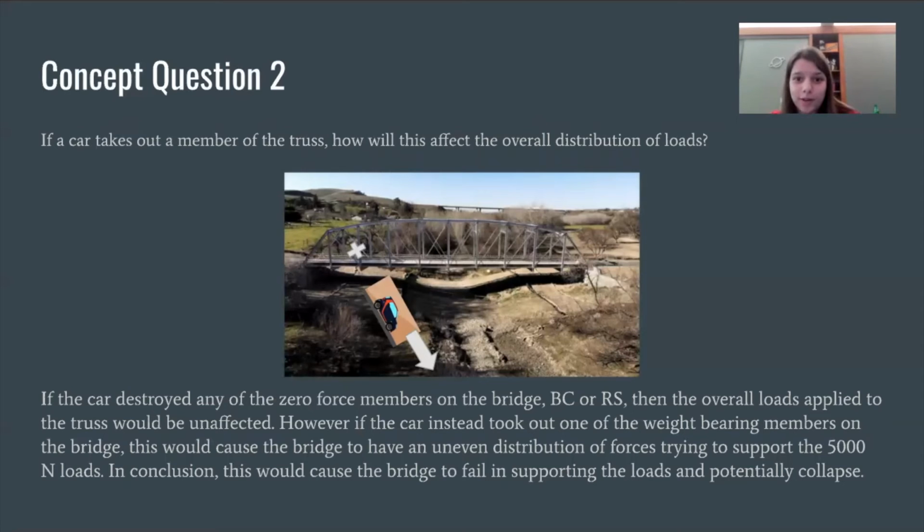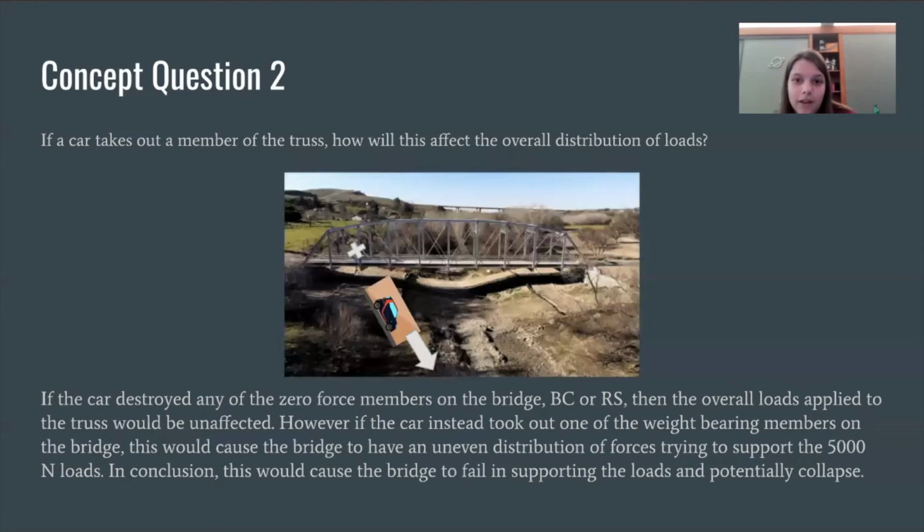Here we have concept question number 2, and it's if a car takes out a member of the truss, how will this affect the overall distribution of loads? If the car managed to take out the zero force members on the bridges BC and RS, then the overall loads applied to the truss would be unaffected.